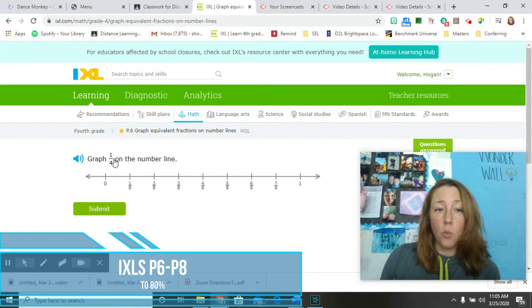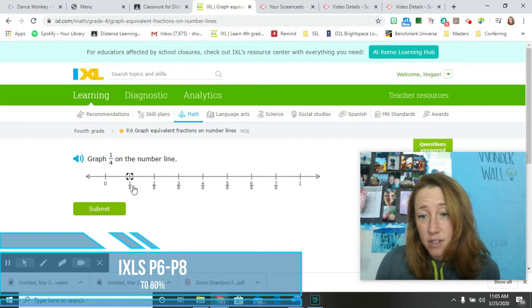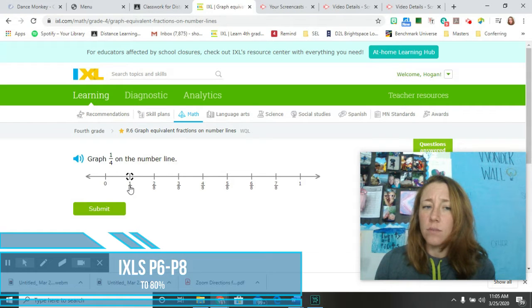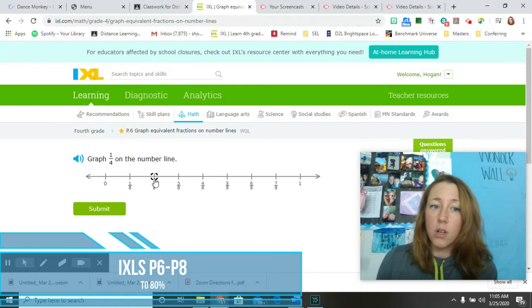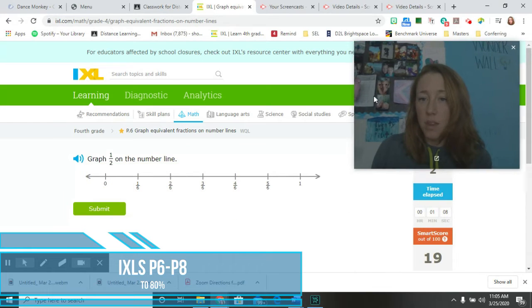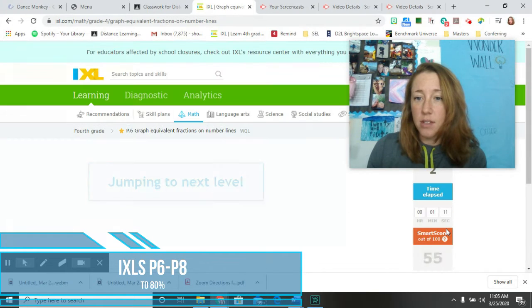Okay. 1/4 in the number line, same thing. I'm converting it to eighths. And equivalent fractions are eighths. So how do I get from 4 to 8? Times 2, right? So 1 times what equals 2? 2. So 1/4 is 2 eighths. Let's see if we can jump a level and see what it says.